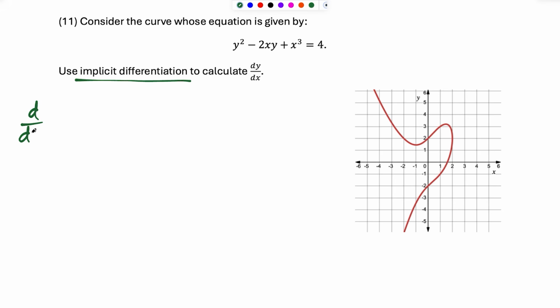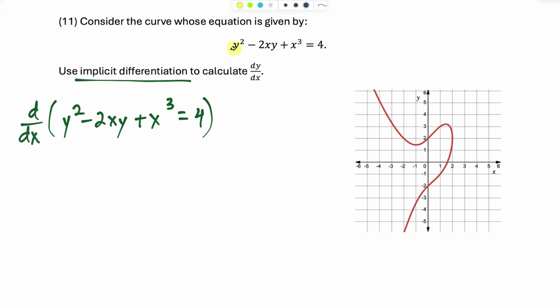We're going to take the derivative with respect to x of y squared minus 2xy plus x to the third equals 4. One of the real big ideas behind this question is that we have to use the chain rule. The constant at the end is not going to be a problem because the derivative of 4 is 0. But any variable that's not x, like y, we have to use the chain rule. We're taking the derivative with respect to x, but for something like y squared, we have to take the derivative with respect to y and then multiply by dy/dx. You can see the dy over dy canceling and bringing you right back to d over dx.